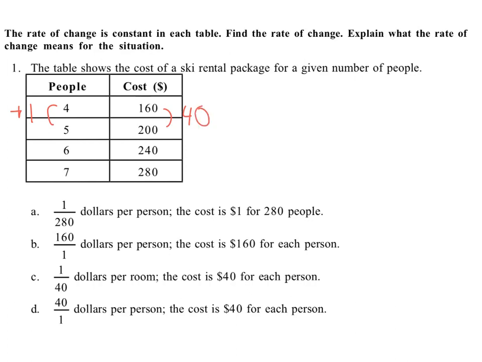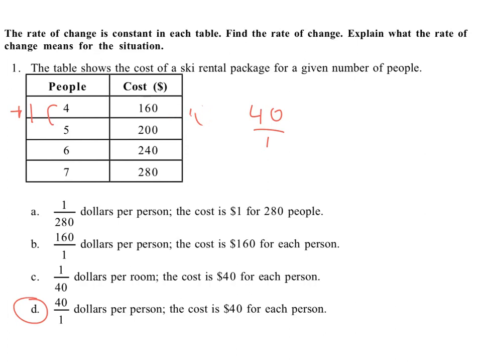Okay, so basically what we've got is then really 40 over 1, because we do change in y over change in x. 40 over 1 equals the number of dollars per person. As you increase the number of people by 1 for the ski rental package, you have to increase the cost by 40. So 40 over 1, $40 per person. The cost is $40 for each person.